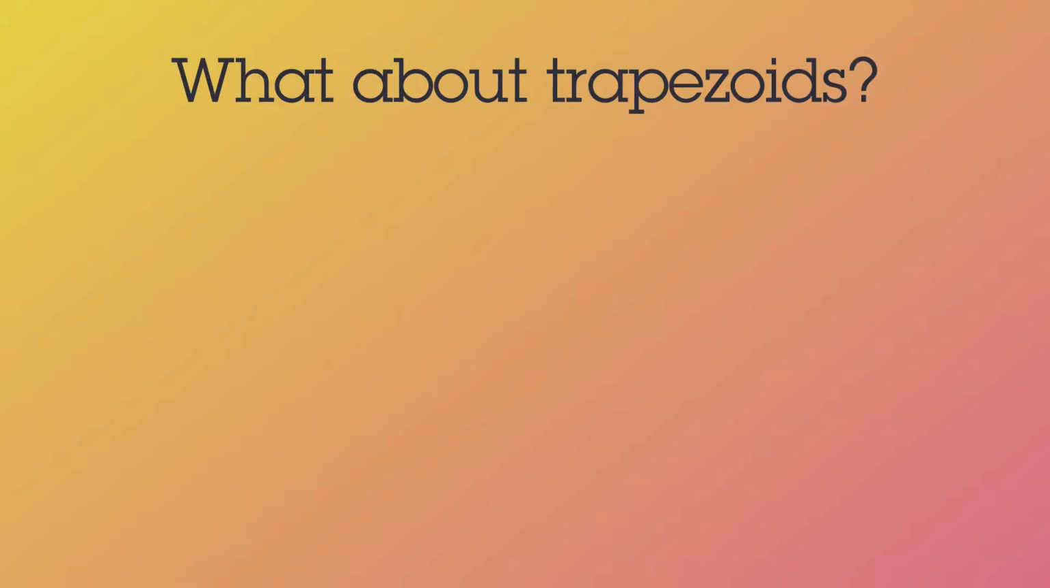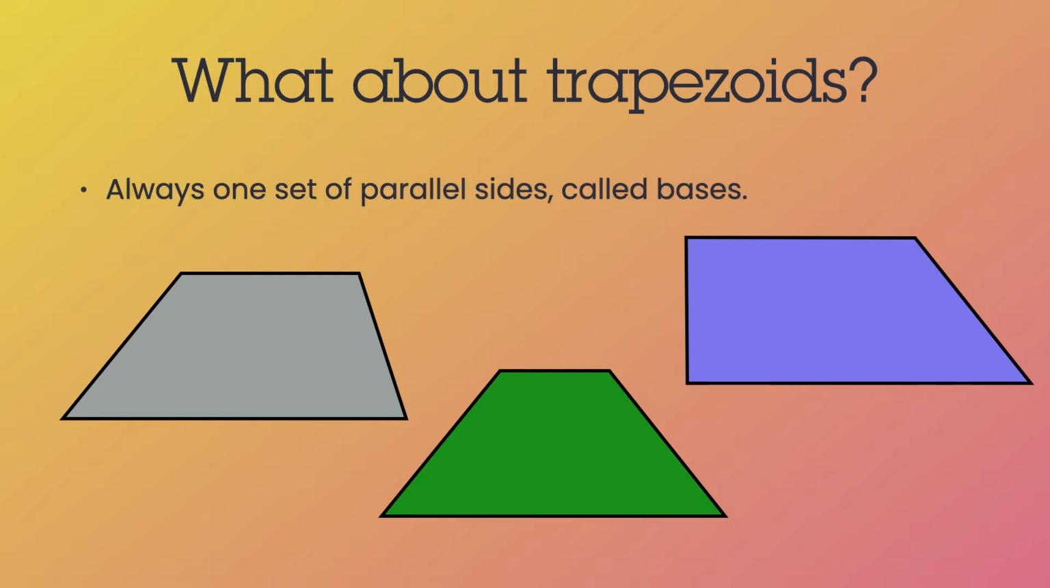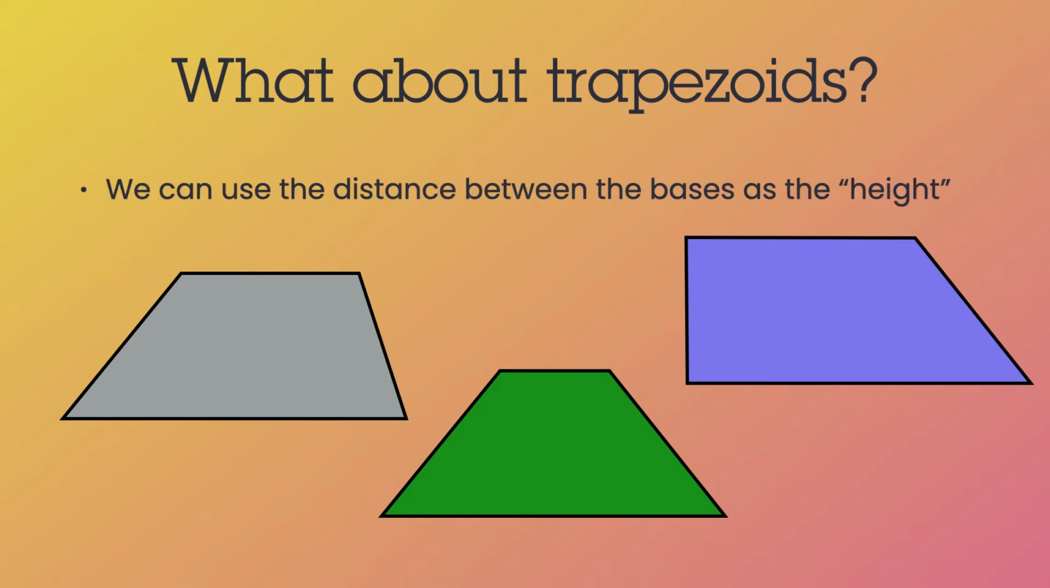But what about trapezoids? As long as we're looking at quadrilaterals, let's look at some trapezoids. Now the thing with trapezoids is that they can look a lot of different ways. But the one thing they have in common is that there is always one set of parallel sides, and we call these bases. We can use the distance between the bases as the height of the trapezoid.